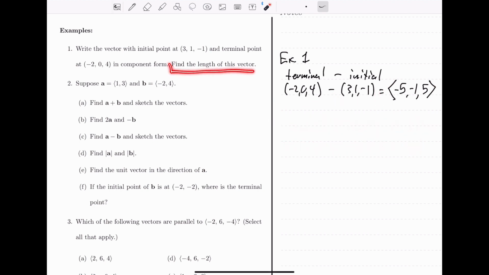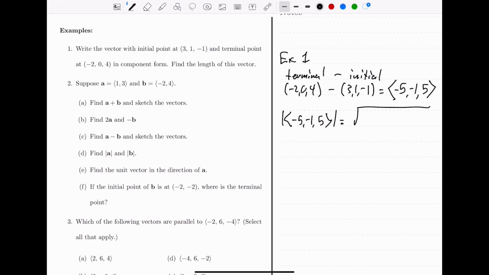Now let's find the length, or the magnitude of this vector. To find the magnitude of negative 5, negative 1, 5, we take the square root of negative 5 squared, that's 25, plus negative 1 squared, that's 1, plus 5 squared, 25 again. This is the square root of 51. That is the magnitude of this vector.